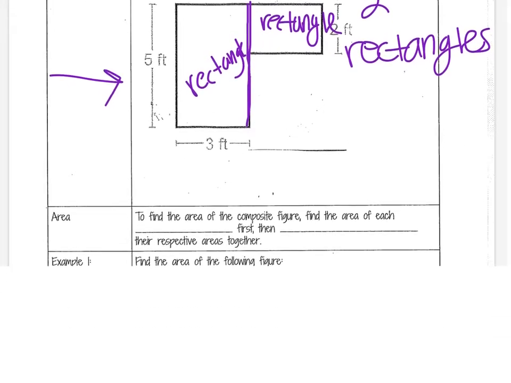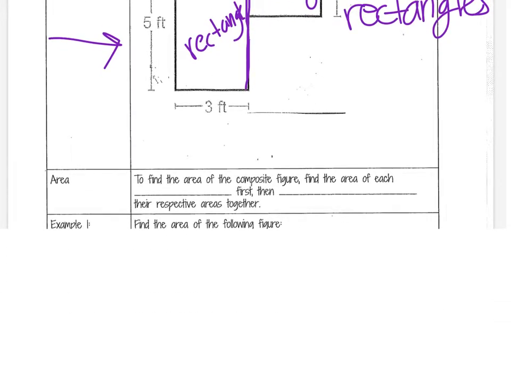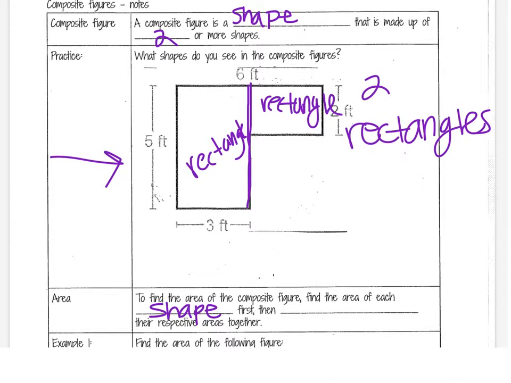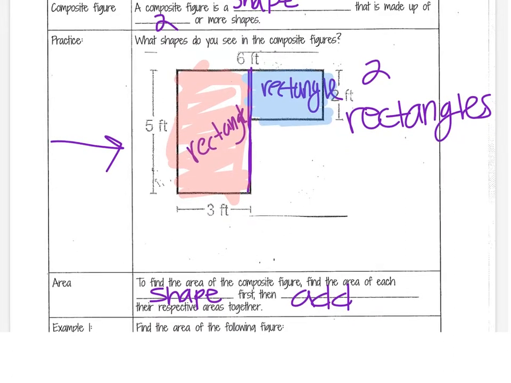So to find the area of a composite figure, first we're going to find the area of each shape, and we're going to do that individually. So in this example up here, I would find the area of this rectangle first, and then I would find the area of this rectangle. Then I would add their respective areas together. Let's do a practice example.